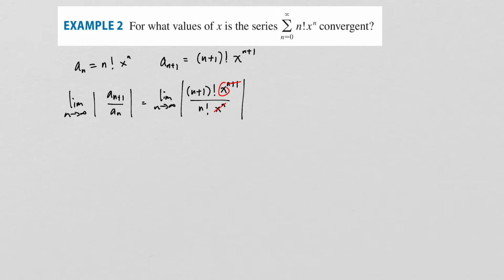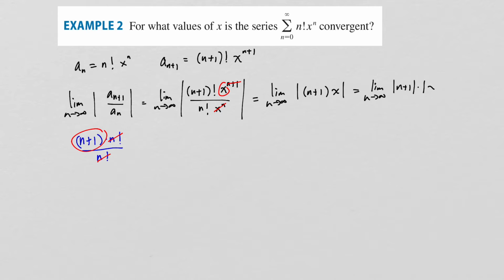And then let's remember that n plus 1 factorial can be written as n plus 1 times n factorial. And so when we divide that by n factorial, like we have here, the n factorial is going to cancel out, and we will be left with just n plus 1. So this becomes the limit as n goes to infinity of the absolute value of n plus 1 times x. Now, of course, we can apply the absolute value to both of those. So we have the absolute value of n plus 1 times the absolute value of x.